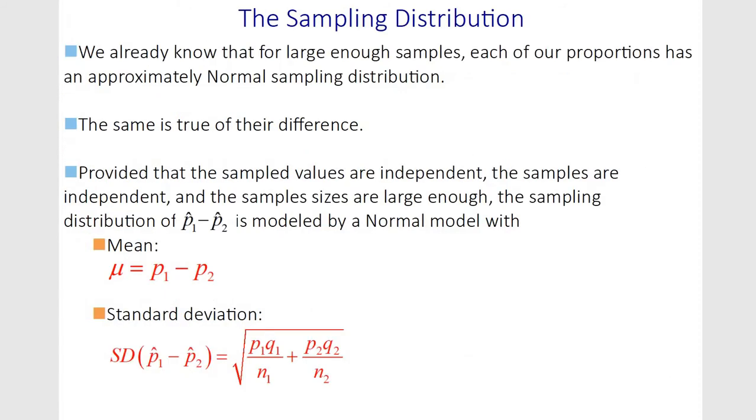All right, so we already know that for large enough samples, each of our proportions has an approximately normal sampling distribution. The same is true of their difference. So provided that the sampled values are independent, the samples are independent, and the sample sizes are large enough, the sampling distribution is modeled by a normal model. So here's your mean, and here's your standard error. Or I'm sorry, your standard deviation.